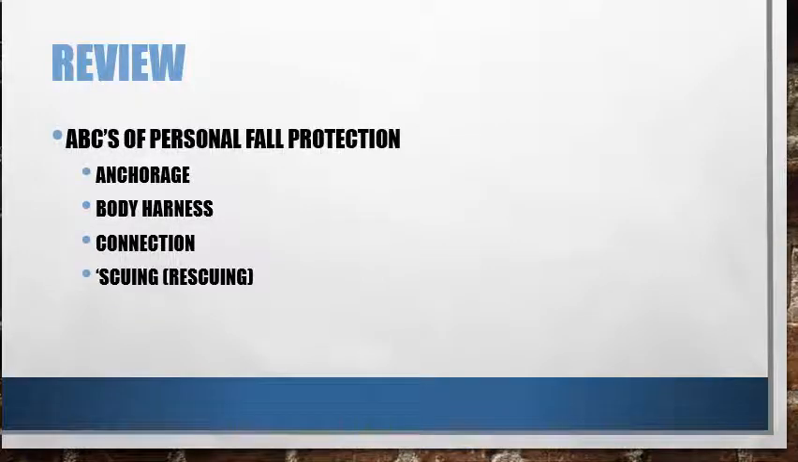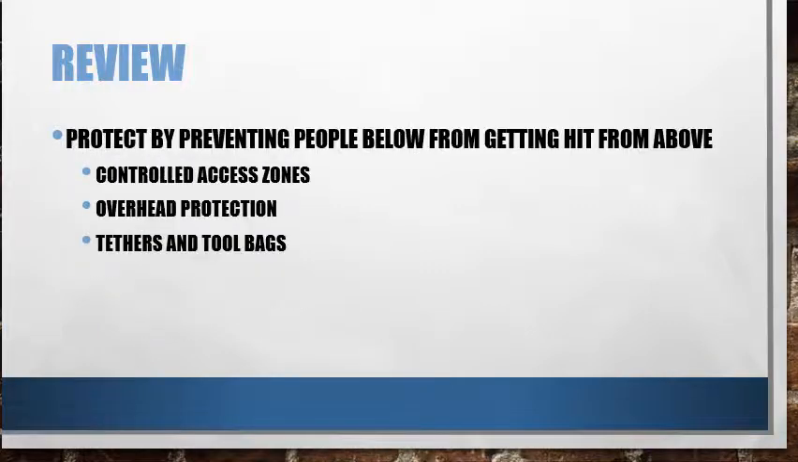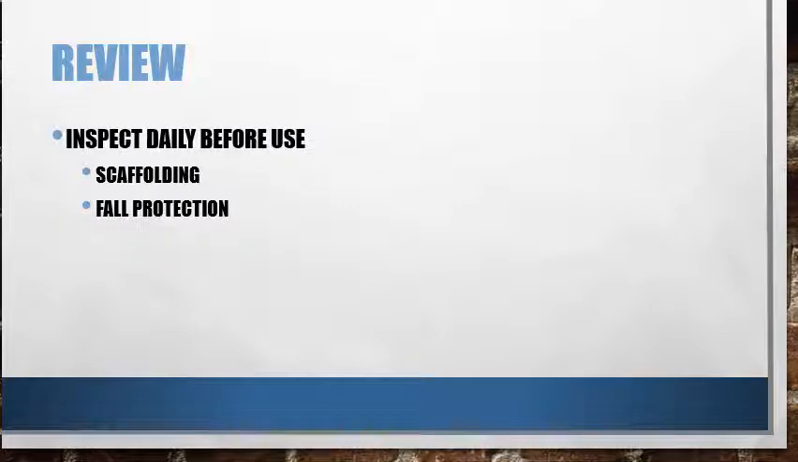Remember the ABCs of personal fall protection. Anchor it, the body harness, your connection, or rescuing. Know the difference between fall prevention, what keeps you from falling, keeps you from coming to the edge where you could fall, like a fall restraint system, or fall protection, which would catch you while falling, also known as fall arrest. Always remember to protect people below from getting hit from above, using controlled access zones, overhead protection, hard hats, tethers, and tool bags. And finally, always inspect your safety equipment daily before use.